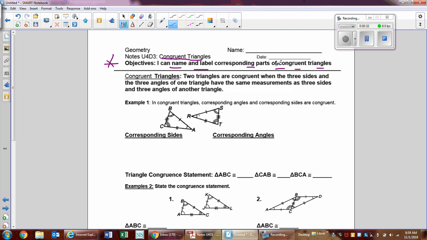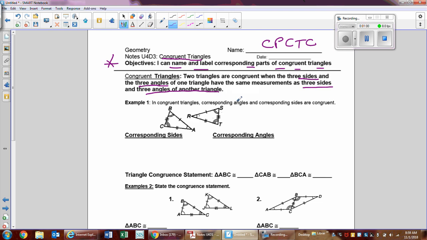So the corresponding parts of congruent triangles is usually abbreviated as CPCTC. Corresponding parts of congruent triangles, congruency is what gets abbreviated. So what this is talking about is when we have two triangles that are congruent, 3 of their sides and 3 of the angles of one triangle has the same measure of 3 of the sides and 3 of the angles of another triangle.